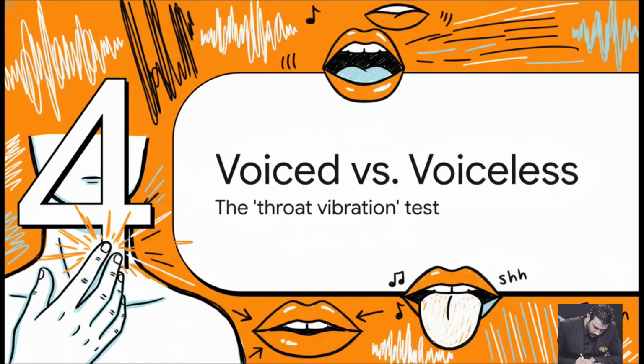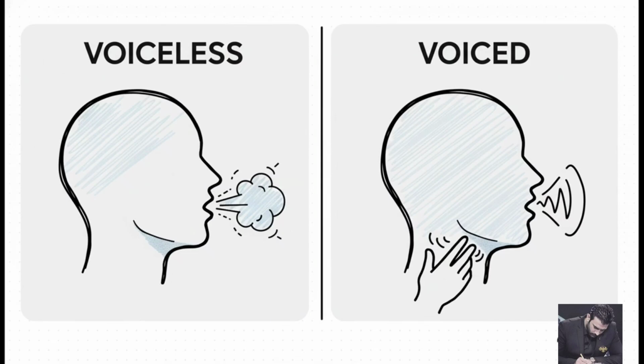All right, let's move on from vowels to the other big group, consonants. There's a really neat and super simple way to understand a key difference between many of them. And all you need is your own hand. I like to call it the throat vibration test. So many consonants come in pairs. One of them is voiceless, which just means it's made with only air coming out of your mouth. The other is voiced, which means you're actually vibrating your vocal cords to make this sound.